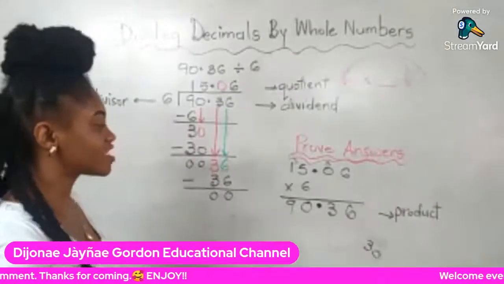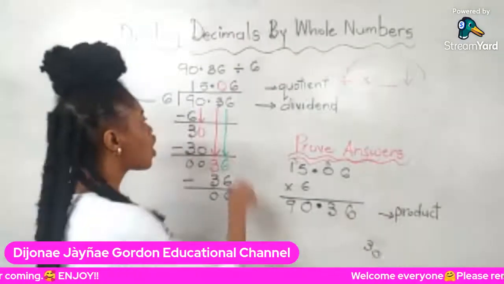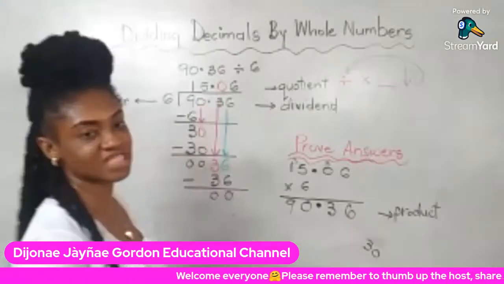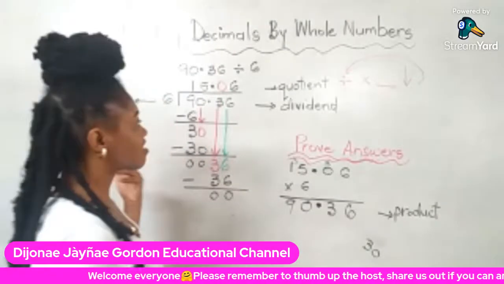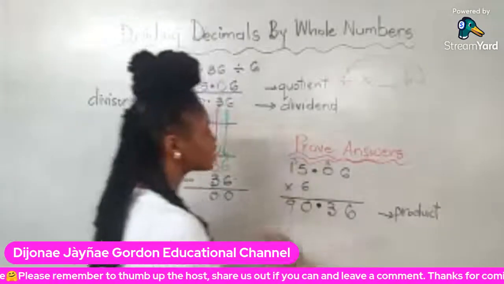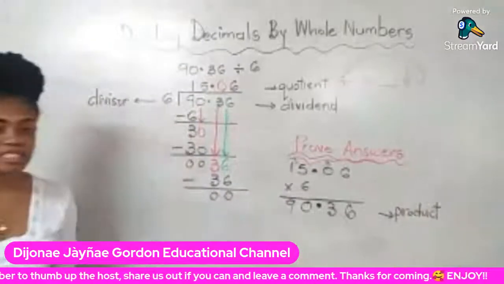And because they are the same, it is telling us that our quotient, which is 50.06, is correct. All right? So I'm just going to give you some time to look to see what we did so far.